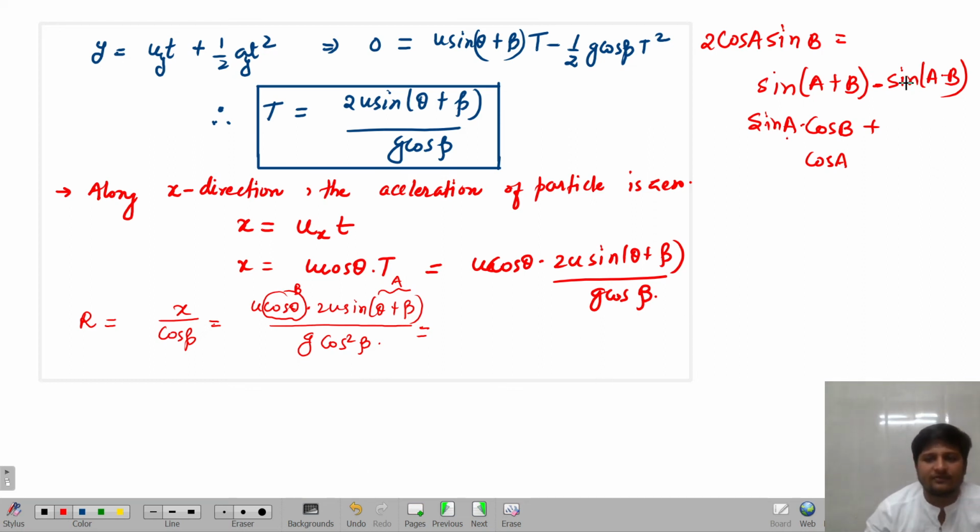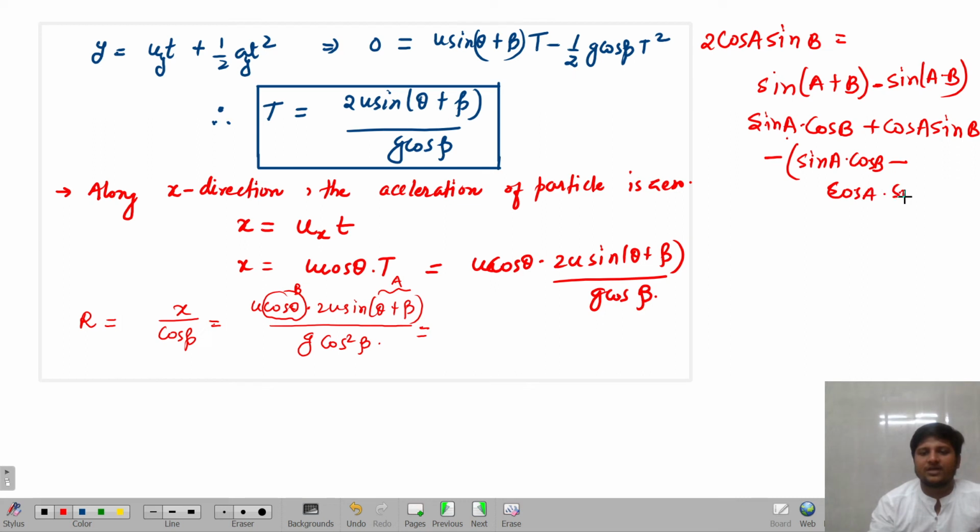Okay, look over here. If it is minus, I think it will not be minus. If it is minus, what will happen? This is sine A into cos B plus cos A into sine B. Now if you apply plus sign over here, wait. Okay, if I apply minus, it will become sine A into cos B minus cos A into sine B. Okay, correct. So if I want cos A into sine B, I need this.